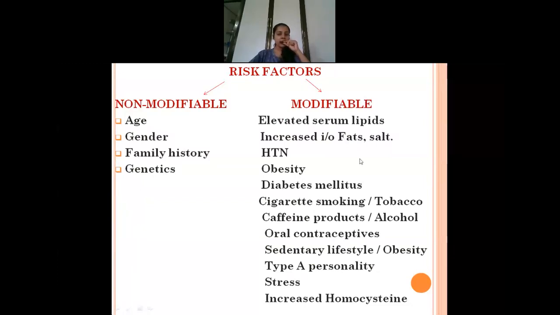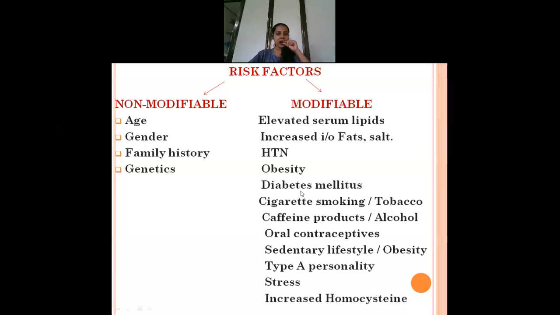Modifiable risk factors are those occurring because of the lifestyle. We are dealing with each one of them in detail. Okay, like increase in the lipid levels in your blood. Most of the time, when excess cholesterol is deposited in the blood, we call it hyperlipidemia, and that will result in coronary artery disease. Excess intake of fat or even excess salt, if you have a history of hypertension, obesity, that we have already seen, isn't it?